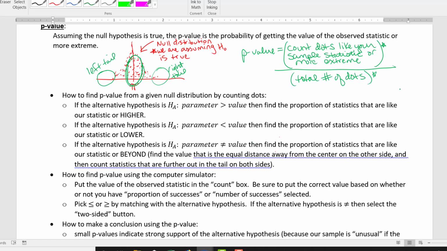All right, so here in this first bullet point, it describes that for the three different ways you might write an alternative. If you have an alternative hypothesis where you use a greater than symbol to say more extreme, that means you're counting dots that are like your sample statistic or higher. The alternative reads higher, so you count sample statistics that are like yours or higher. If your alternative hypothesis is that the parameter is less than, then when you're finding a p-value, you'll count sample statistics that are like yours or lower.